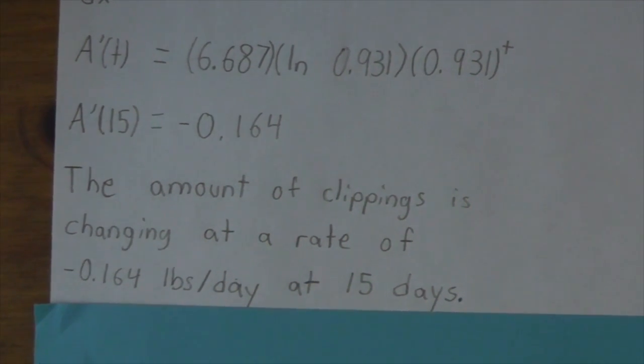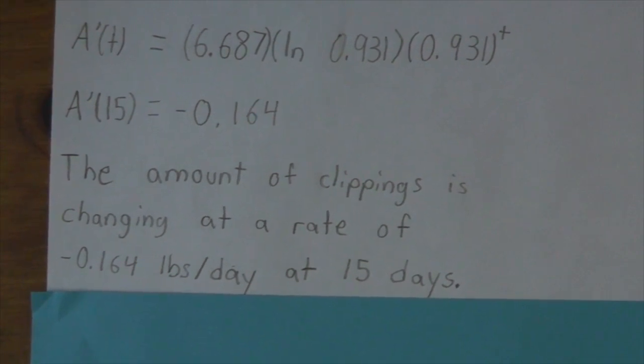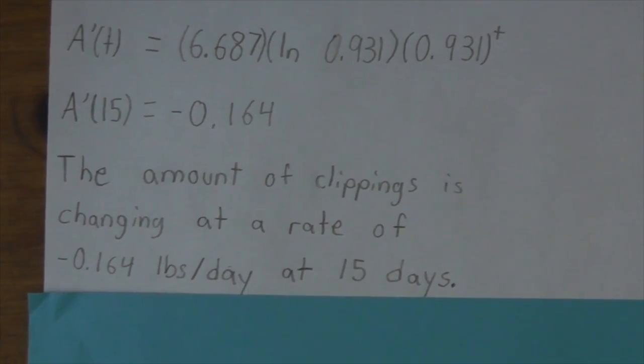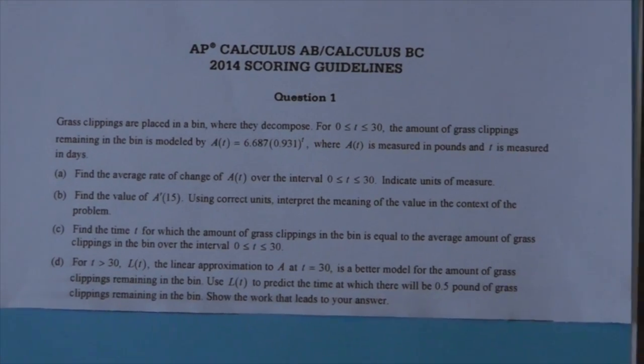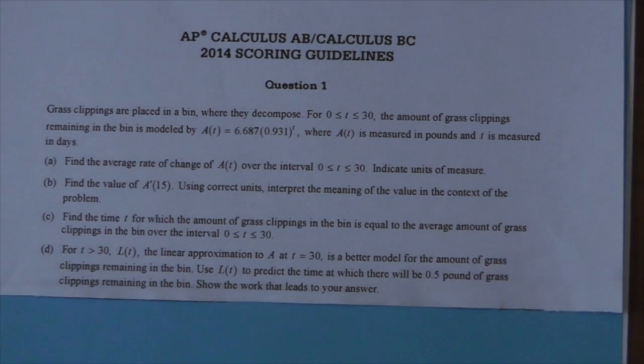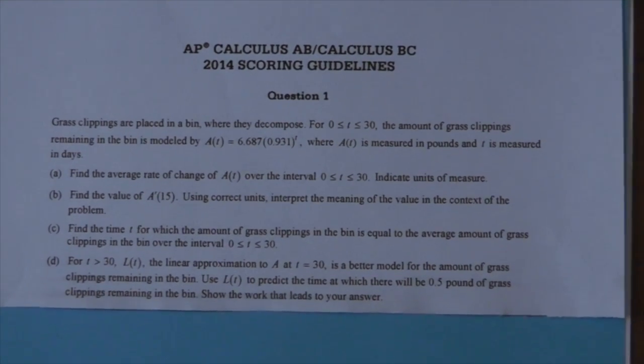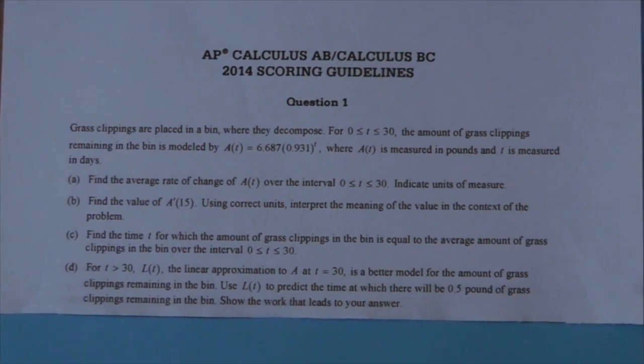Part B is worth 2 points, 1 for the correct value and 1 for the correct interpretation of that value. Part C of the FRQ states, find the time t for which the amount of grass clippings in the bin is equal to the average amount of grass clippings in the bin over the interval of 0 to 30.